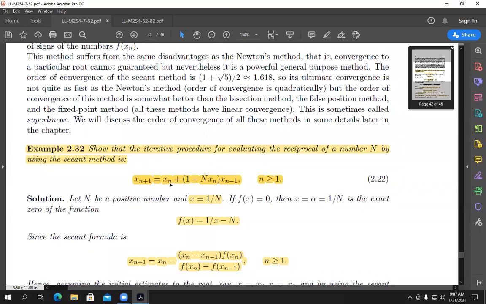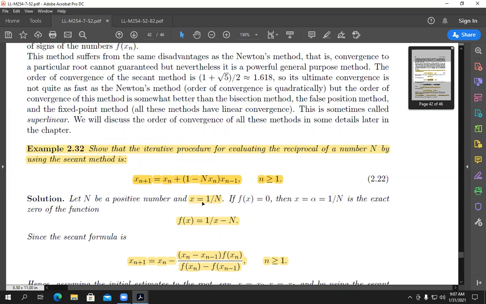So he says, show that this is a secant. That's very simple. What we have now, we know what we mean by reciprocal. Reciprocal means 1 over n. So from here you have to find f of x, and I told you already how to find f of x. We say x is equal to 1 over n.